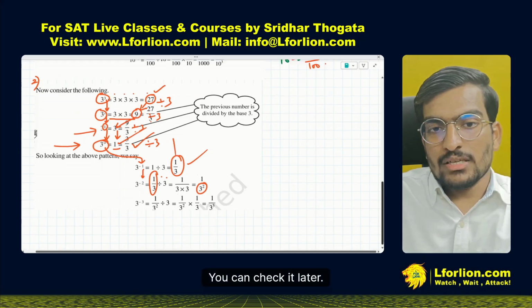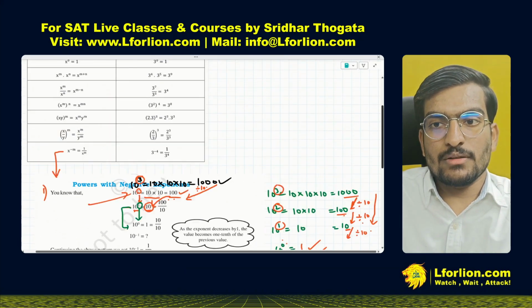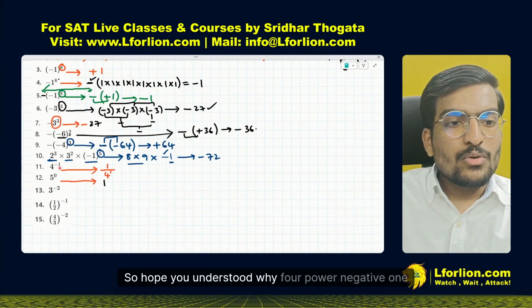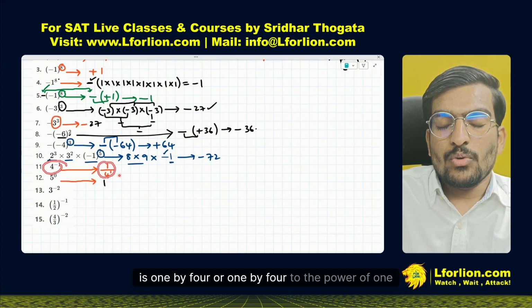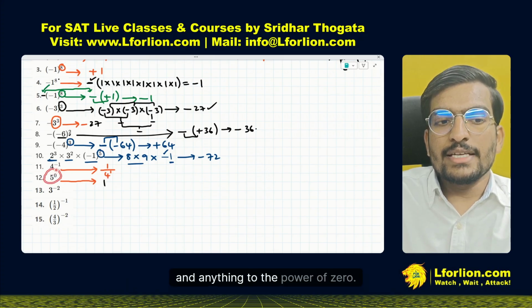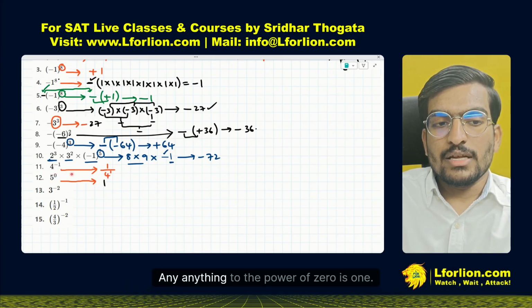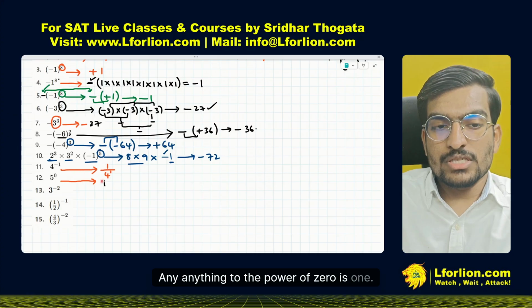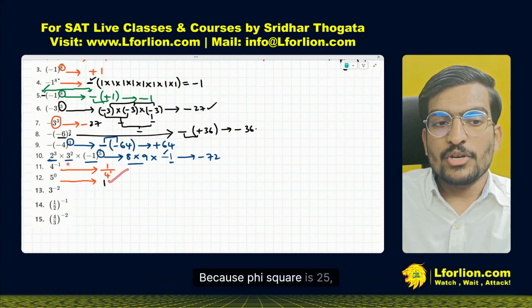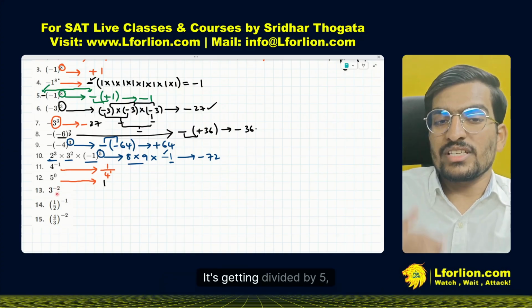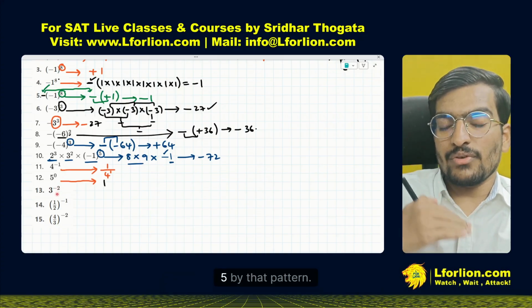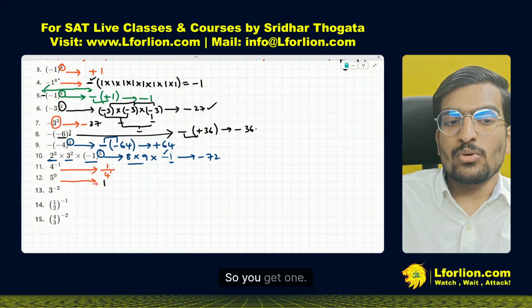You can check it later. I'll give you the notes as well. So hope you understood why 4 power -1 is 1 by 4, or 1 by 4 to the power of 1, and anything to the power of 0 is 1, because 5 square is 25, 5 power 1 is 5, 5 power 0, it's getting divided by 5, by that pattern, so you get 1.